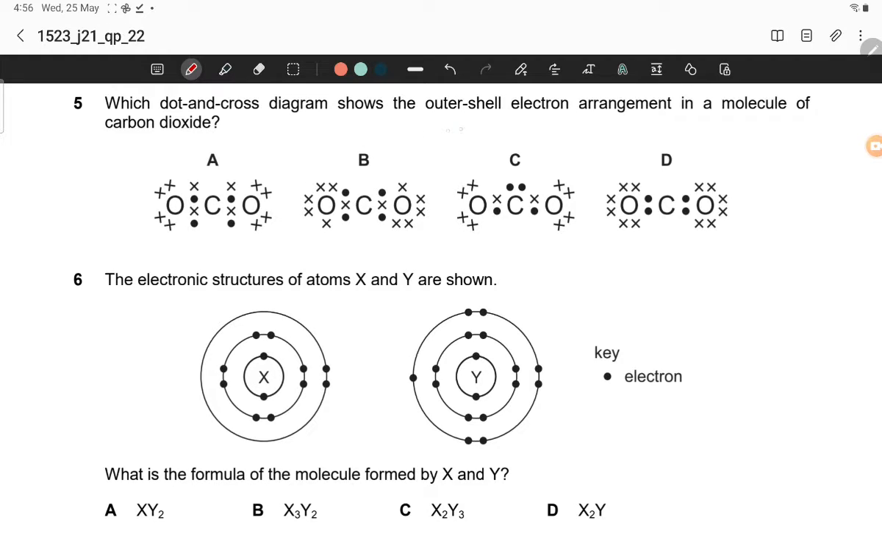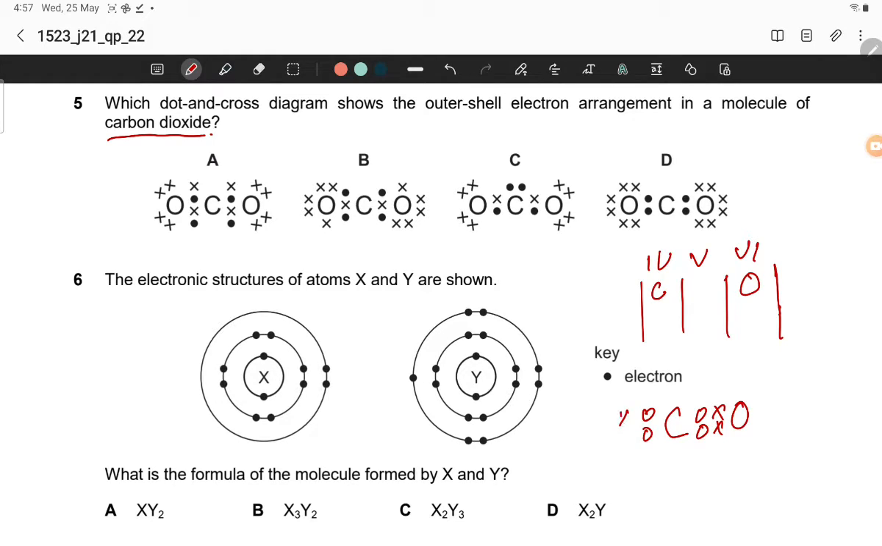Which dot and cross diagram shows the outer shell electron arrangement in a molecule of carbon dioxide? Carbon is in group 4, so it has 4 valence shell electrons, and oxygen is in group 6. The group number determines the valence shell electrons. So oxygen has 6 electrons and carbon has 4 electrons. So carbon must be in the center with oxygen on each side, and 2 pairs of electrons are shared with each oxygen atom. 2 are lone pairs. So 1, 2, 3, 4 and 1, 2, 3, 4. So this must be correct.